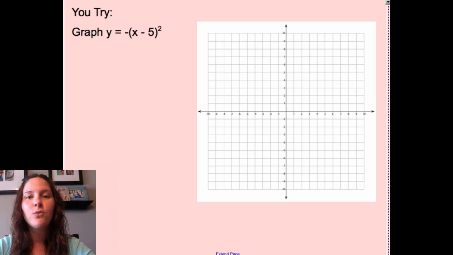And finally, I have a U try for you. Identify the vertex, the axis of symmetry, and get a sketch of the graph, making sure that it's consistent with your equation. Just like when we were graphing lines, if the slope is positive, your line should rise. If the slope is negative, your line should fall. Make sure your equation is consistent with whether or not your graph opens up or down.